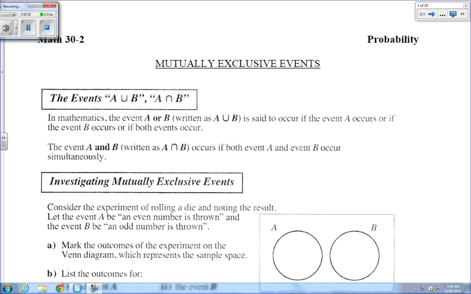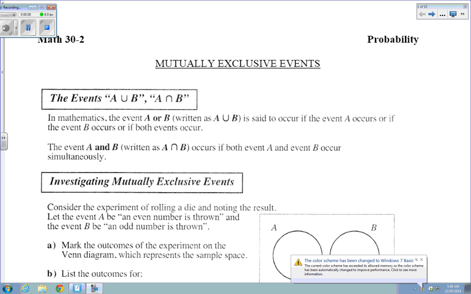So today's lesson is about mutually exclusive events. What we're really talking about with mutually exclusive events is that we have two or more events, and we're trying to figure out if those events have any outcomes in common.